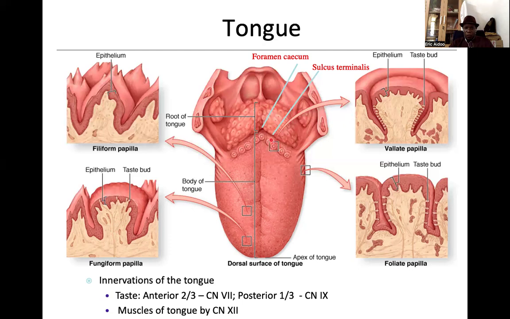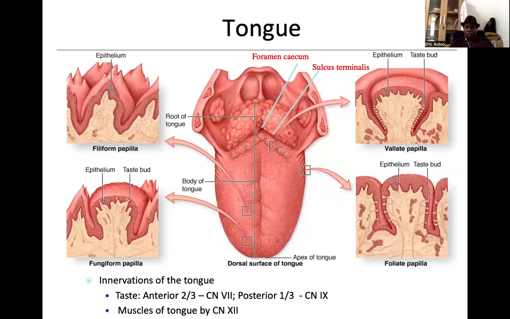Then you know that the tongue can be divided into three portions equally, okay? The first two we usually call the anterior two-thirds, and the last, the one which is posterior, we usually say the posterior one-third. And it has this dividing landmark here, the sulcus terminalis, okay?